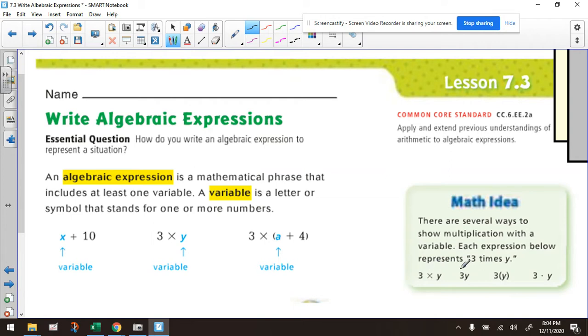This is kind of the preferred way to do it, just to write the 3 next to the y. That would imply 3 being multiplied with y. Some people like to use the parentheses, that's perfectly acceptable. And some people like to use the dot. However, I'm not a big fan of the dot just because it can be misinterpreted as a decimal.